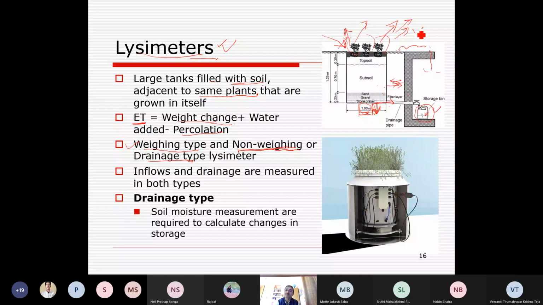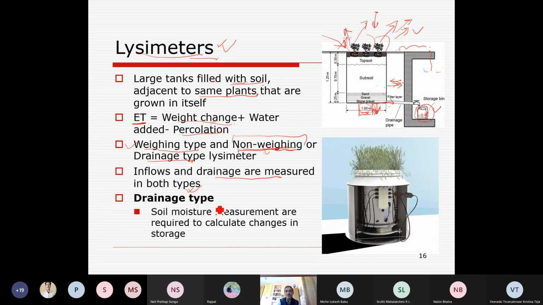In the non-weighing condition, we assume that a fixed amount of water every day we are adding. So if this system is the same, what is the amount it has lost, we are simply collecting, and we assume that the difference in the system is simply evapotranspiration. So in this case, inflow and drainage are measured in both types of condition, whether it's a non-weighing condition or a weighing condition. In non-weighing, we simply assume that the amount of water used by the plant at any stage is the same. So that same amount of water, we are simply assuming that it is evapotranspiration.